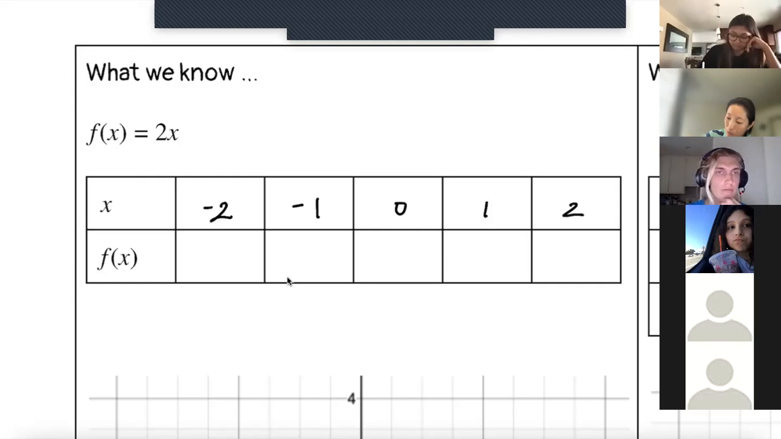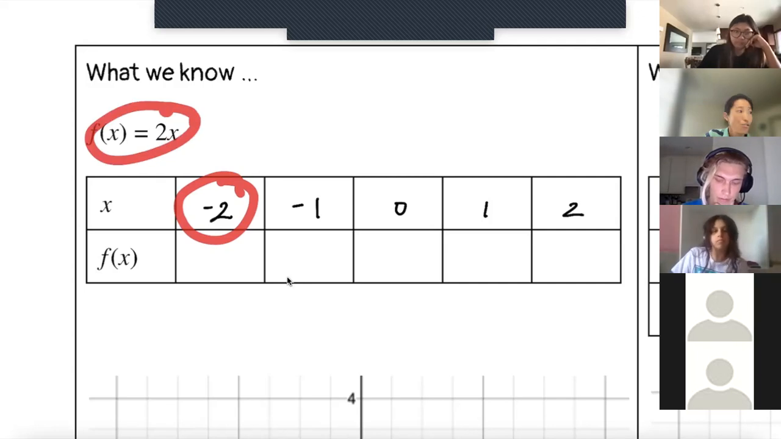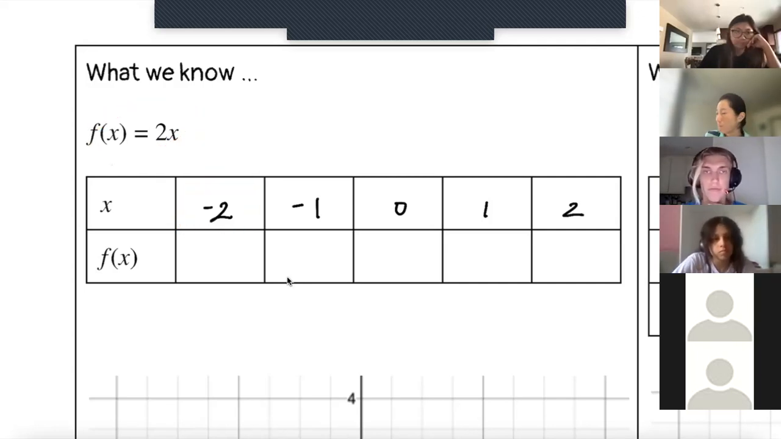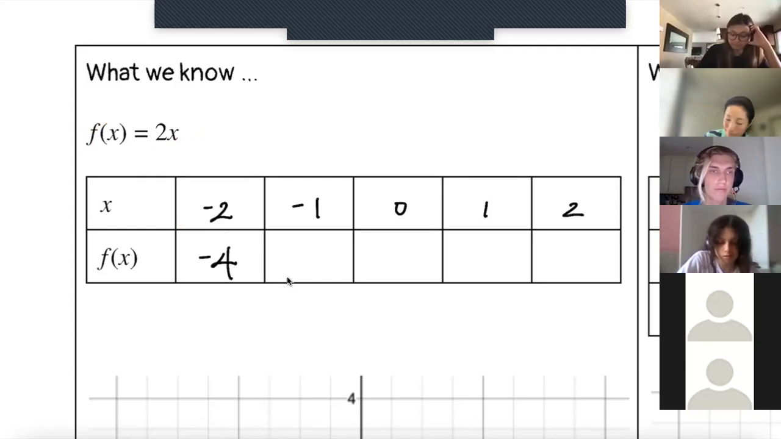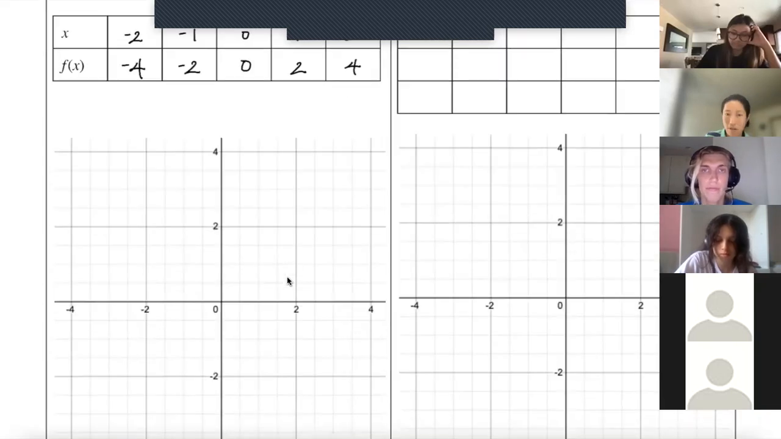If we do some quick arithmetic here, if I take -2 and plug it into my function 2x, what do I get? -4. Exactly. What happens if I plug in -1? -2. What happens if I plug in 0? 0. And this will be a 2 and a 4. Now, this should be familiar from any of the math classes that you've taken before this.